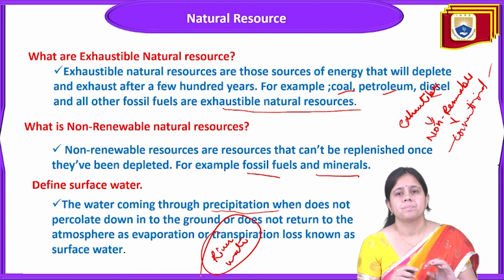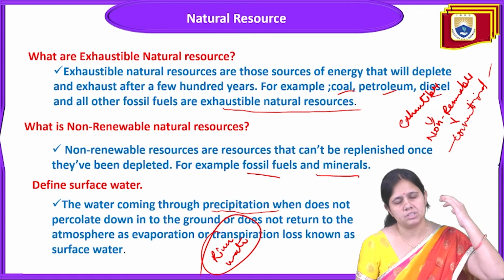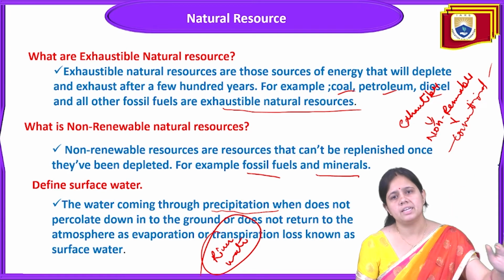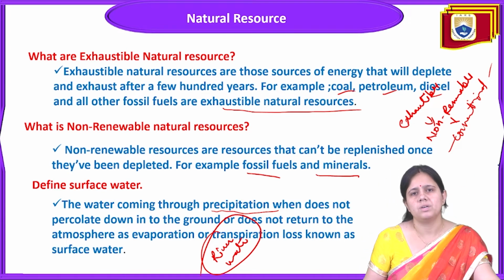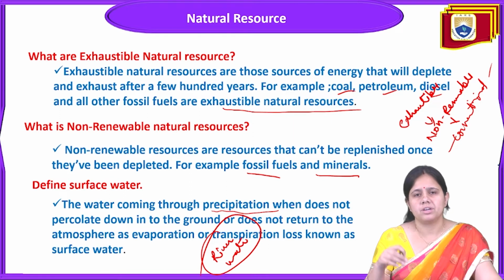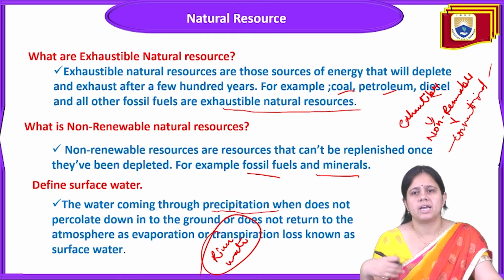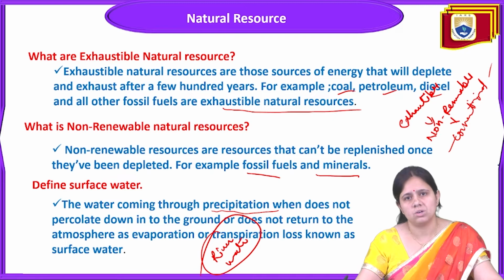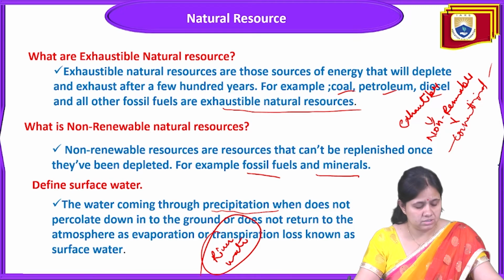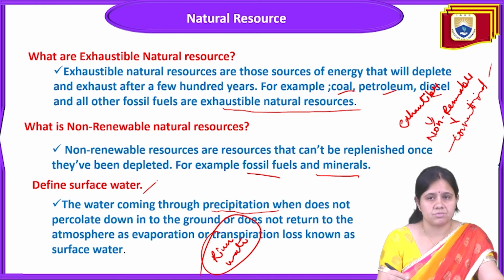It means the water coming with the precipitation or with the rain, and it does not percolate down into the ground. It will not enter into the groundwater, and it does not return to the atmosphere as evaporation and transpiration loss. It is known as surface water. So this is the definition of surface water.